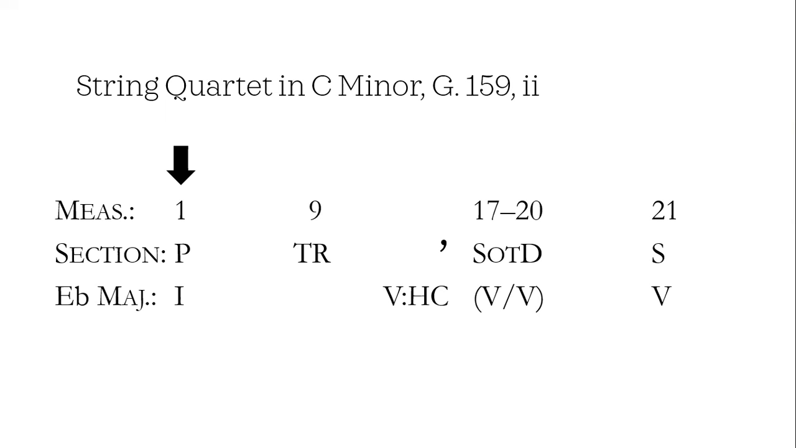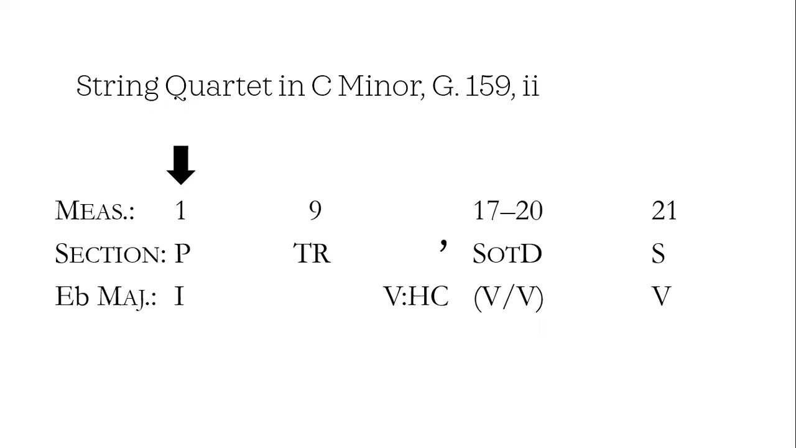The exposition of this movement includes a transition based so closely on the movement's primary theme that it fails to effectively prepare the arrival of the half cadence in the dominant at its conclusion. The shared melody appears in the cello during the primary theme and in the first violin during the transition.